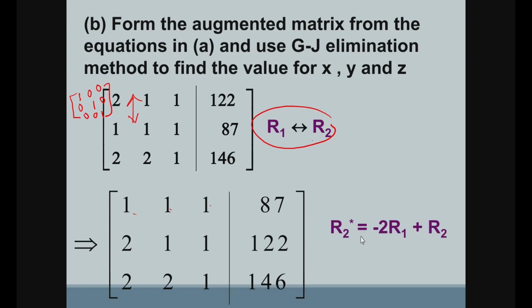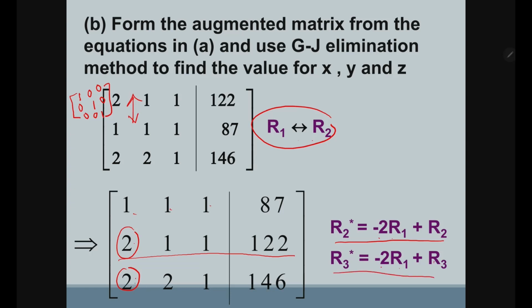And then we need to reduce the row 2 to 0 by using negative 2R1 plus R2. This formula is applied to all the elements in the second row. And then to make sure here equal to 0, we use the formula negative R1 plus R3. We can get here 0. This formula is applied to all the elements in the third row.